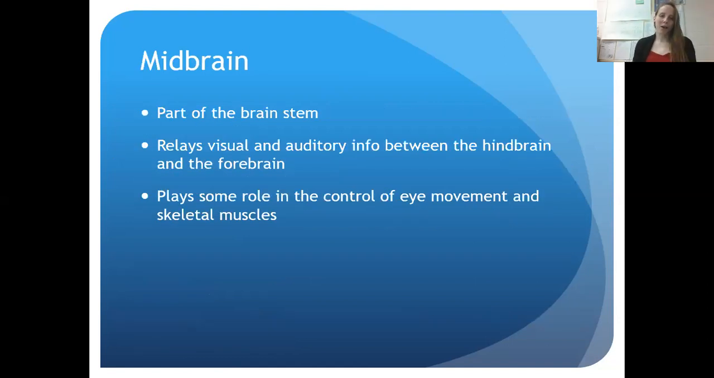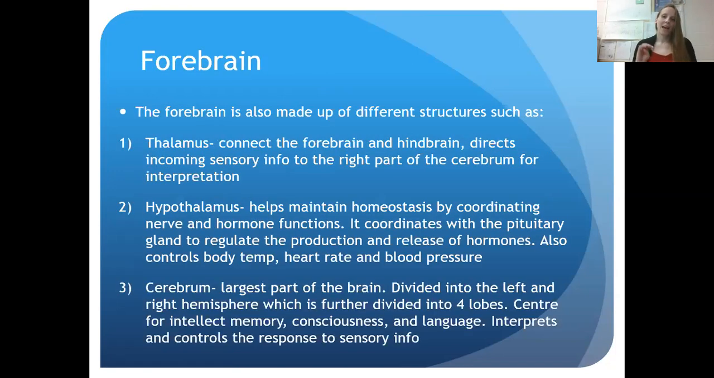Okay, then we get the midbrain, which is actually part of the brainstem. This relays both visual and auditory information between the hindbrain and the forebrain. It also helps with controlling your eye movement, so the muscles that control where your eyes are. And then we get to the forebrain, which is the most complex area of the brain.